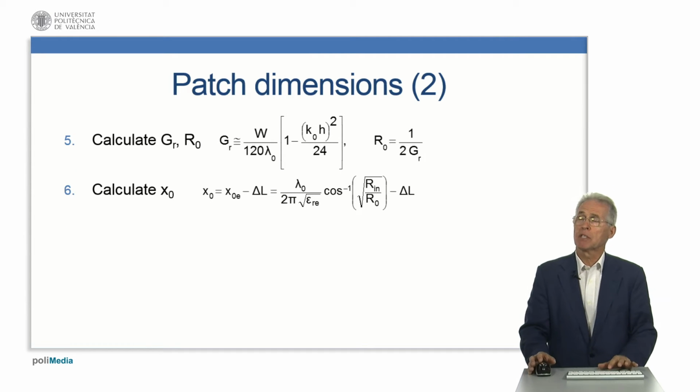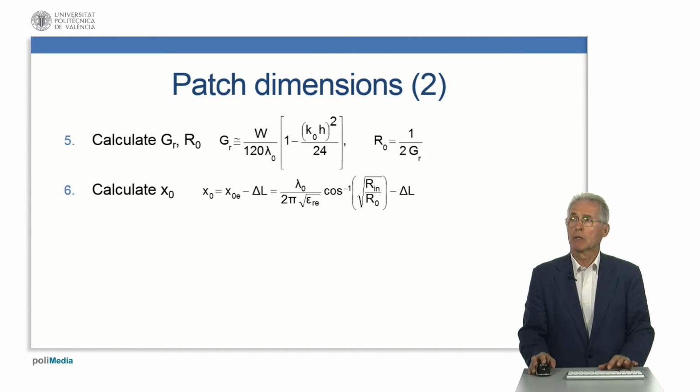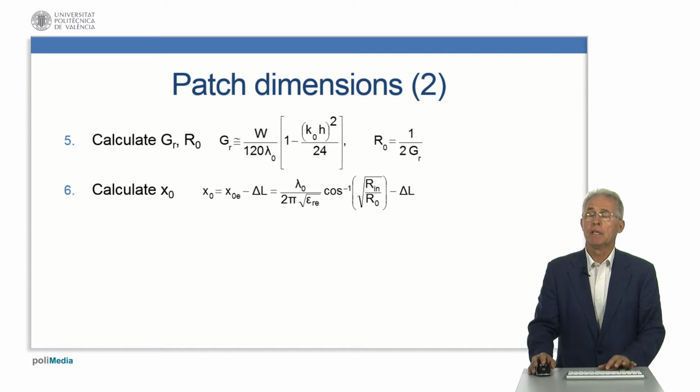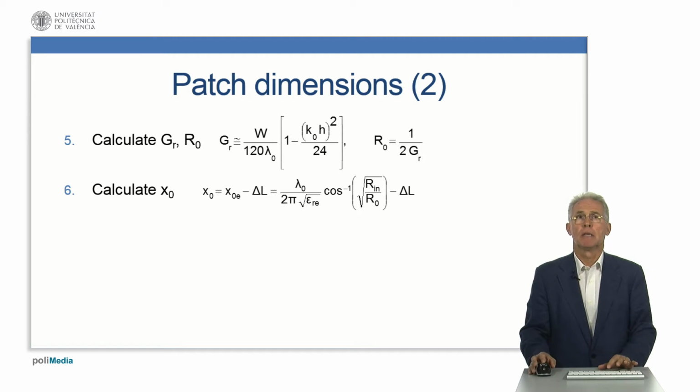Having defined dimensions of the patch, we can now calculate the feeding point location. First, we need to calculate the radiation conductance and the radiation resistance at the border of the patch, R0. And then, using the formula obtained in the transmission line method, calculate X0.